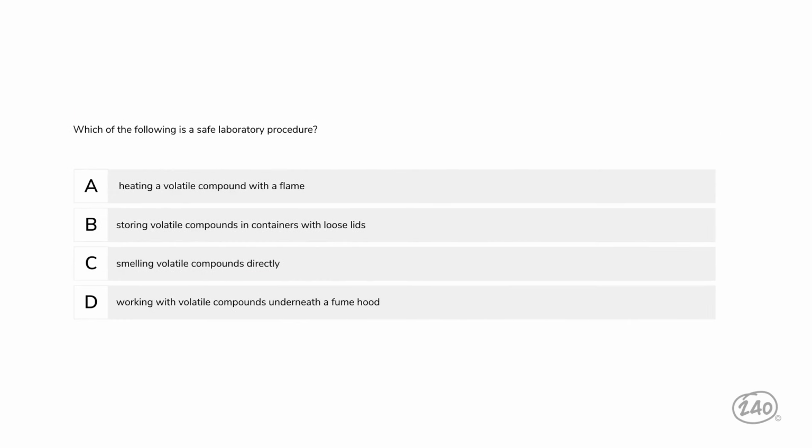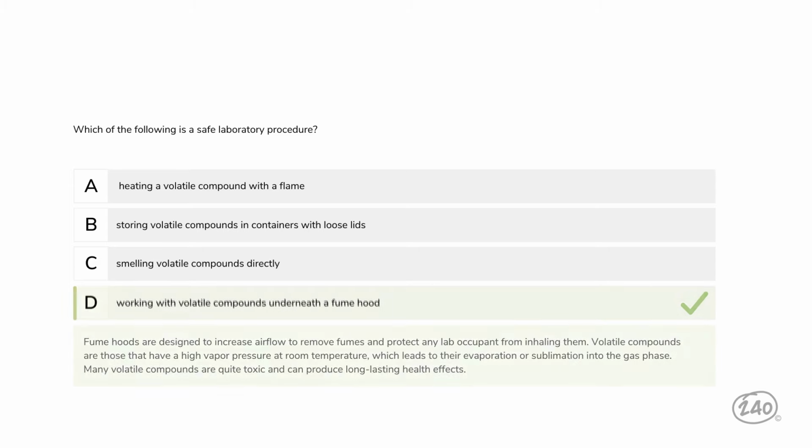Now for questions. Let's start all the way back at the beginning, in the teaching science domain. First up, lab safety. Which of the following is a safe laboratory procedure? Many volatile compounds are quite toxic and can produce long-lasting health effects. Fume hoods are designed to increase airflow to remove fumes and protect any lab occupant from inhaling them. So this is the best answer.